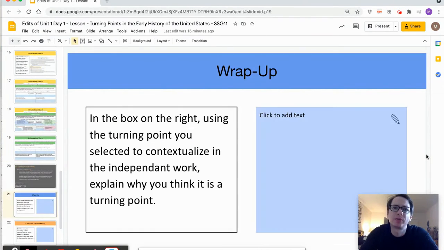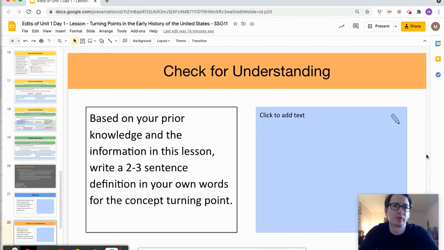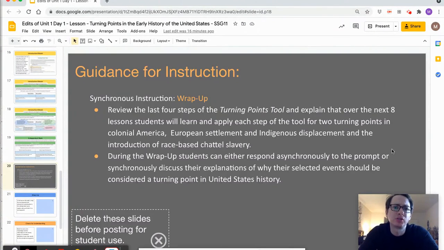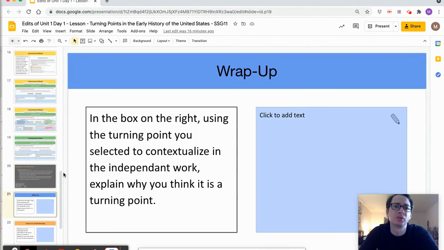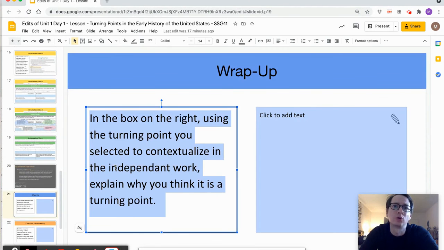The lesson ends with a wrap-up question as well as a check for understanding. Like it mentions in this guidance for instruction slide, if you haven't yet reviewed the last 4 steps of the Turning Points tool with them, you should before having them consider this question, because they might incorporate some of what they anticipate into their responses.